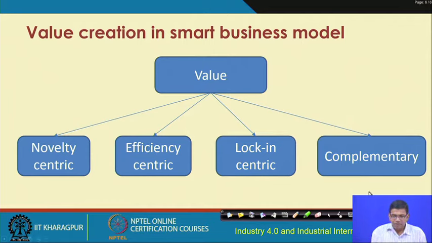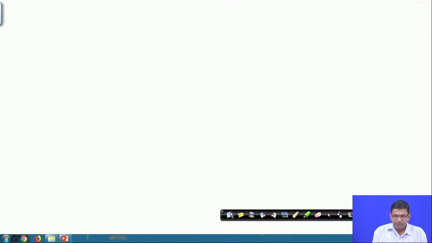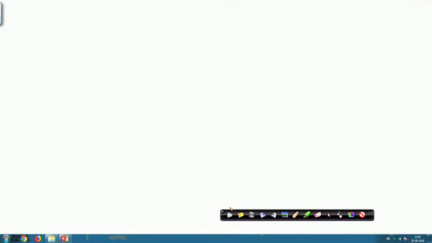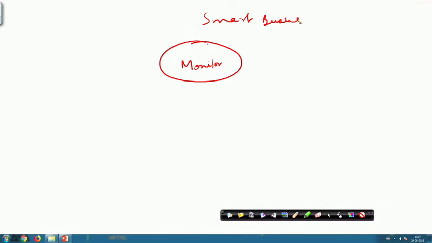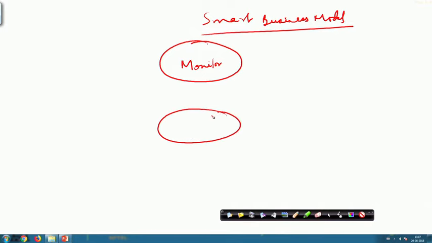So, before we get into each of these, let us first try to understand the different aspects that we were talking about. What is important is to monitor in a smart business model. If you have to come up with a smart business model, these are the key things that we have seen. We need to monitor, we need to have a control mechanism, and we need to have some optimization.